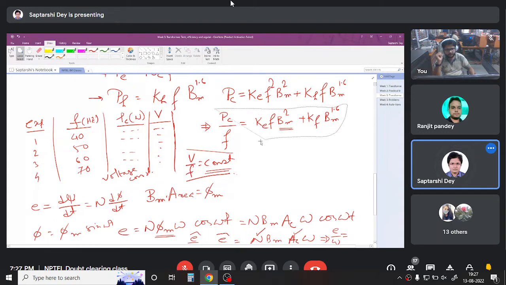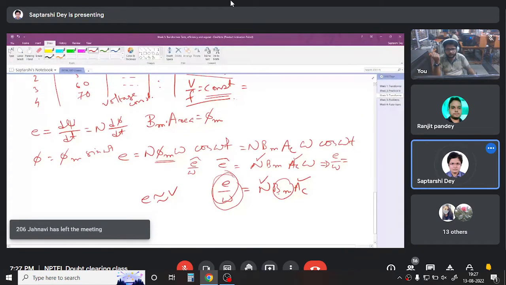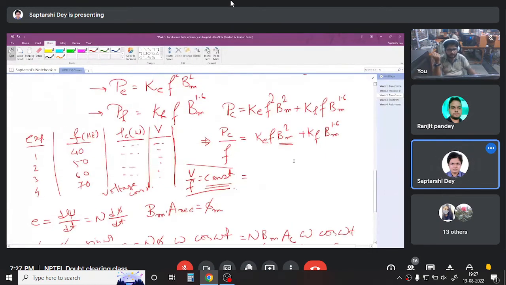We will write this equation once again. So what we have got is, since we have kept V by F constant, V by F is nothing but E by omega, we have kept constant, means our Bmax is constant.